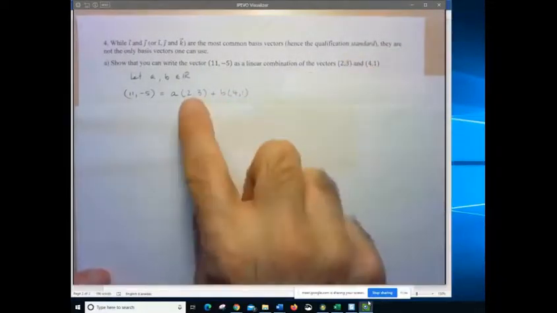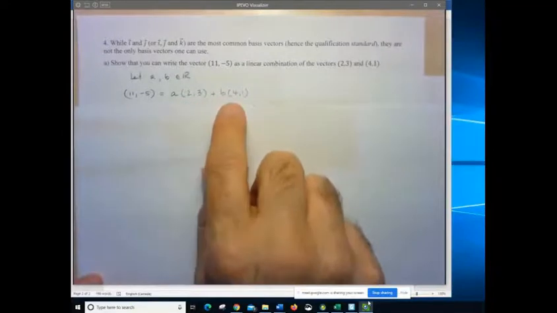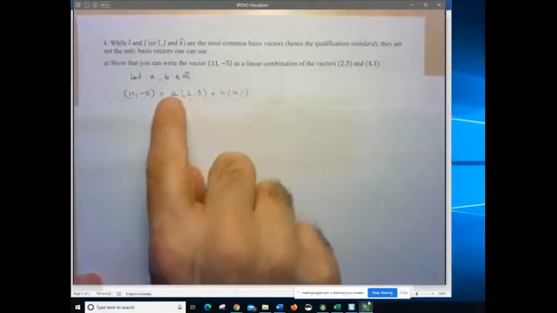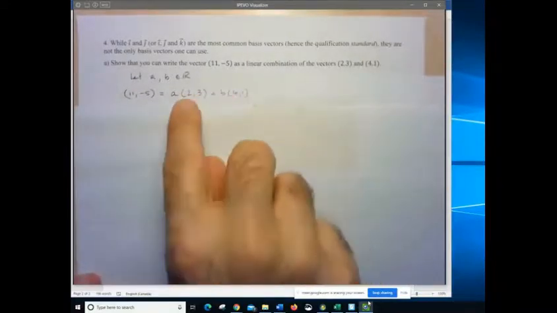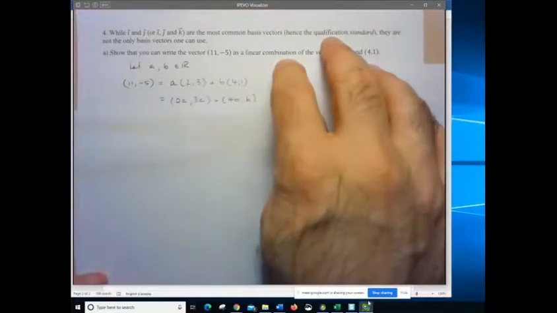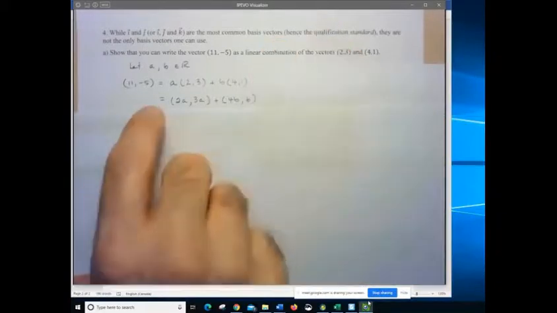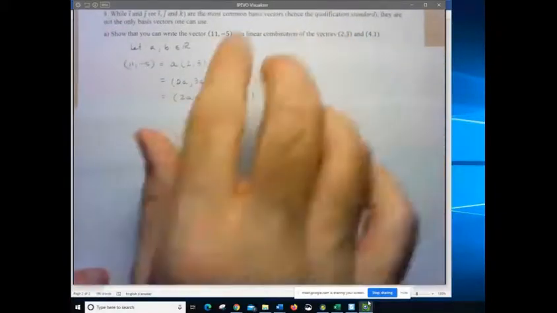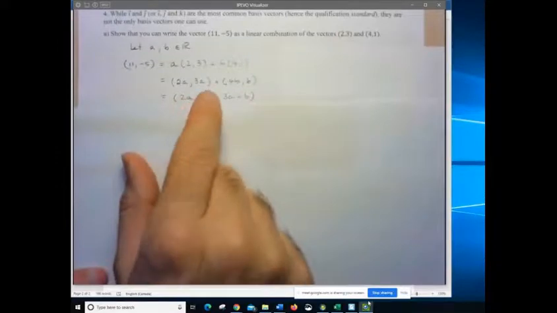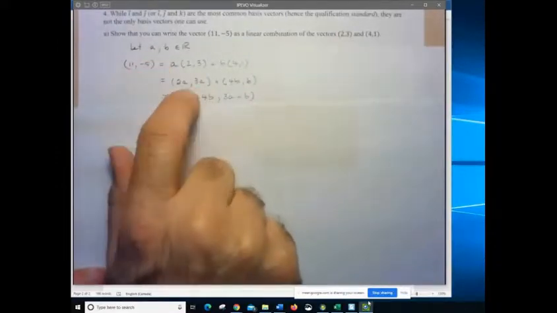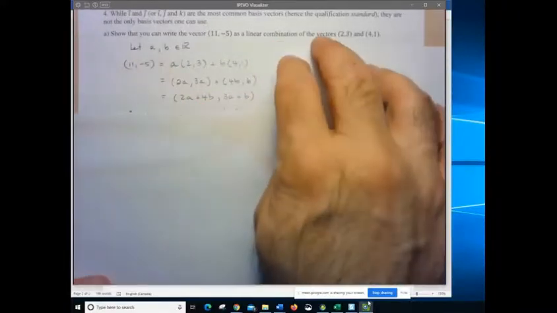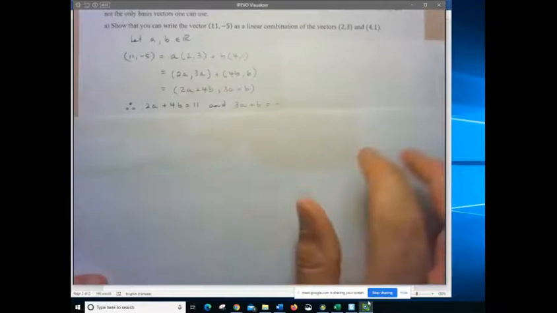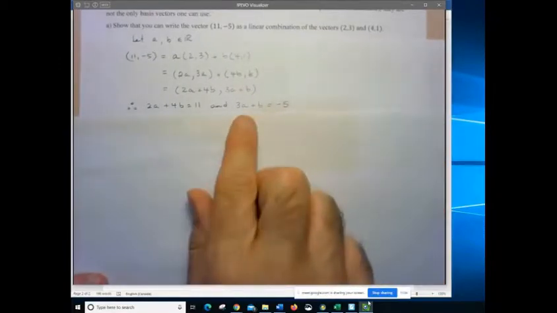So all I do here is apply my properties. I'm going to multiply a to both of these two components, b to those two components, and then add the individual components. So I end up with this here. In fact, I can go further and add them together. But now I realize that in order for these two vectors to be equal, I need the x components to be the same and the y components to be the same. And so lo and behold, what we've done is we've created a system of equations.